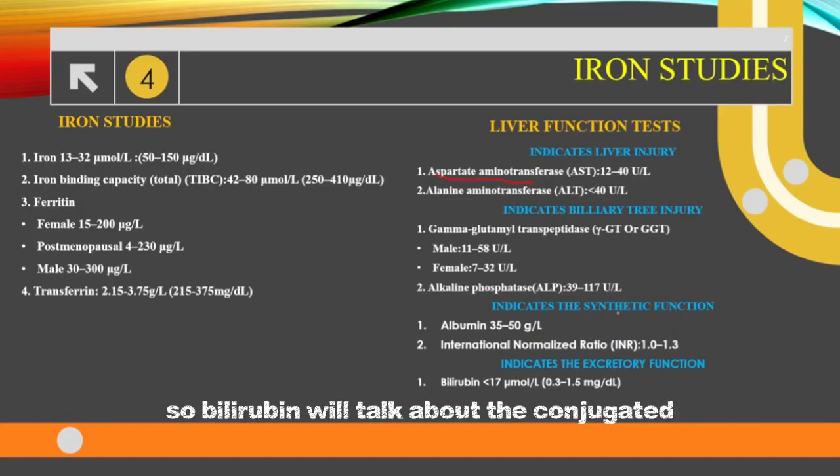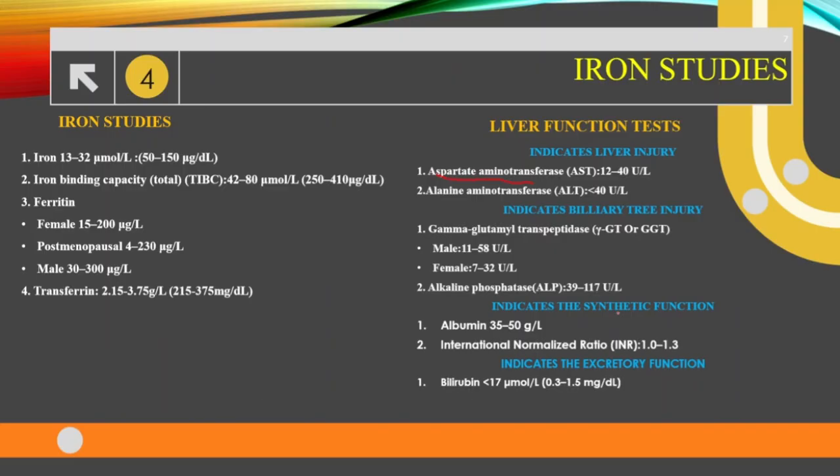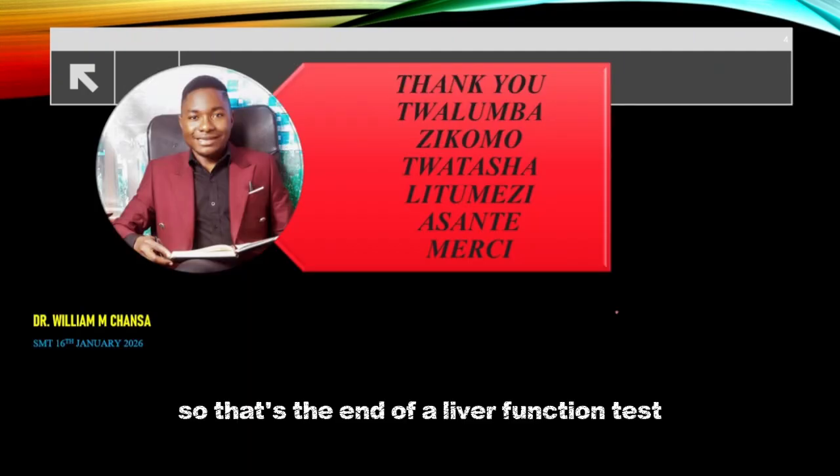So for bilirubin we'll talk about the conjugated and unconjugated. We'll talk about all those in detail. This is just a summary of everything. Okay, so you can take a deep breath. So that's the end of the liver function tests.